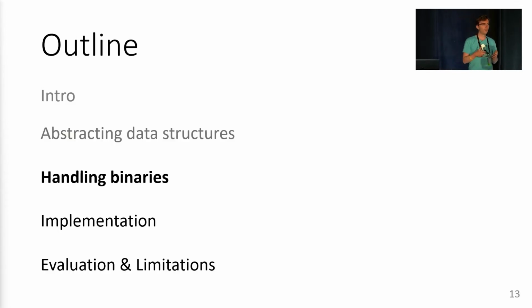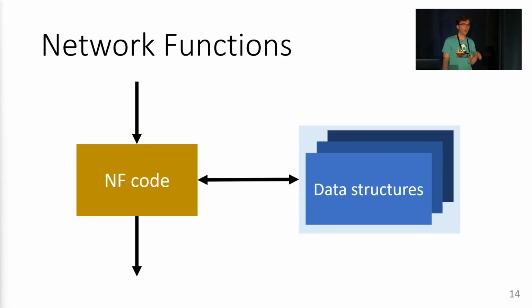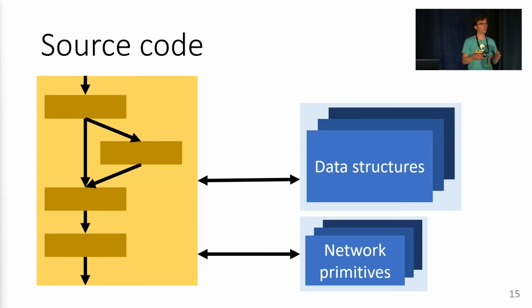Now, let me tell you about how we handle binaries without the need for source code. So again, in this figure, we have network function code. It talks to data structures. If we zoom in a little bit, we have some control flow in the code, and it's also going to talk to some network primitives, like send a packet or receive a packet. So for instance, if the map contains the flow, then forward the packet, or otherwise don't.